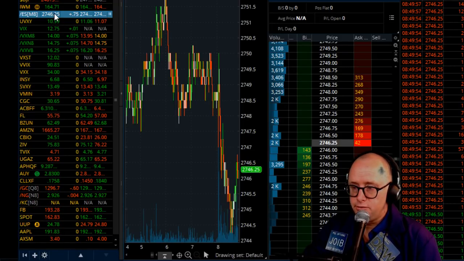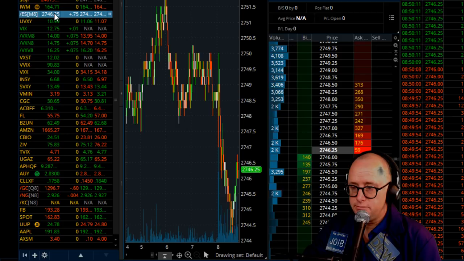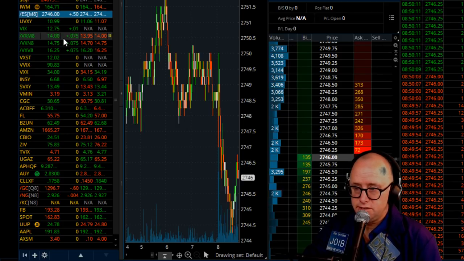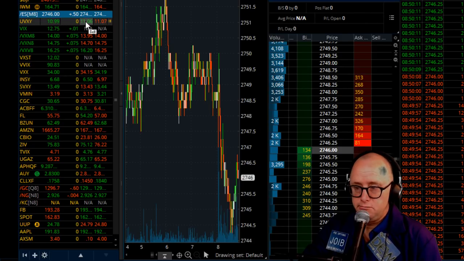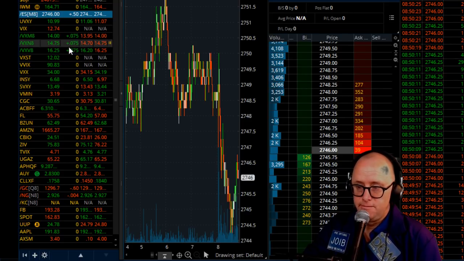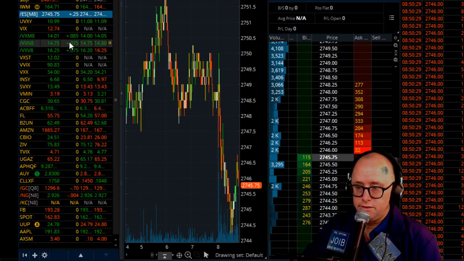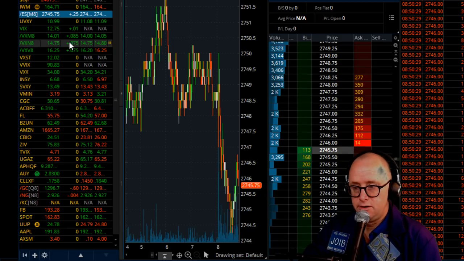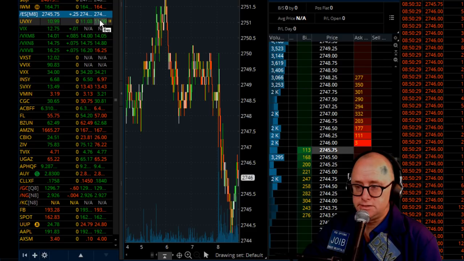So E-minis are up only 75 cents right now. NASDAQ up 9. The futures are up slightly from where they closed yesterday. UVXY is basically exactly where it closed yesterday, trading slightly higher than it closed yesterday, which makes sense. Both futures are up 7 cents. UVXY, you would think, would be up about 7 plus half of 7, so about 10 cents. And indeed, it's up 8, 9 cents right now.